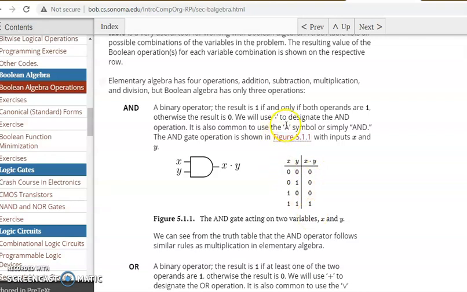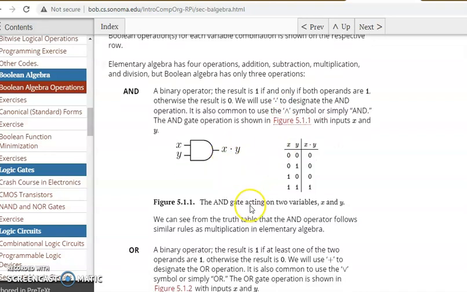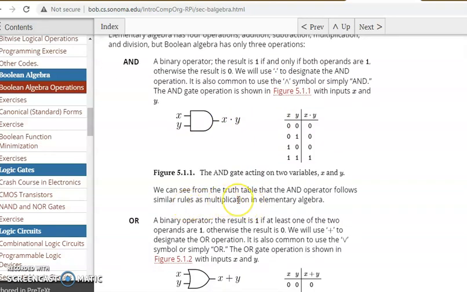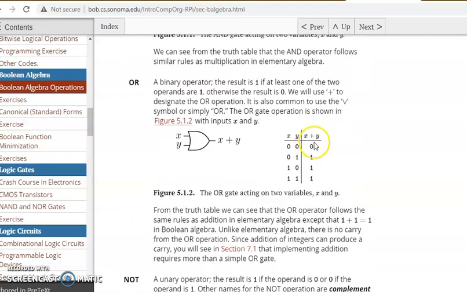So we use the symbol. We could also use this symbol right here to designate AND. And AND has the same rules as multiplication in elementary algebra. So AND is like multiply. And if we use those operands, those are the results that we come out with.